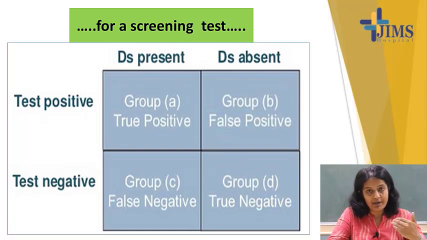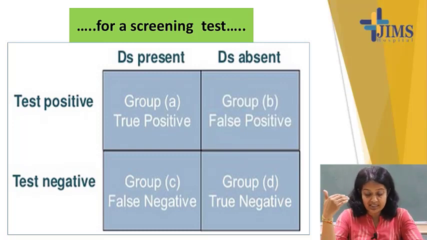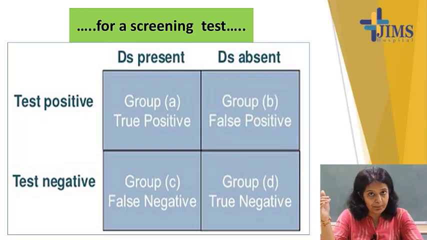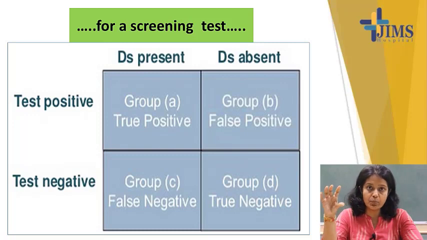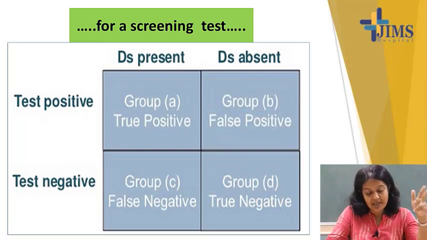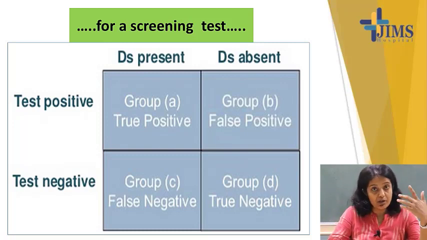That is true positive and true negative. True positive is the person having the disease, and the test finds it positive. True negative, that is the group D patients, the patient doesn't have the disease, and the test is also indicating the person does not have the disease. Group B, false positive. The person is not having the disease, but the test finds that person positive. And group C is the false negative. That is, the person is having the disease, but the test finds it negative, falsely negative.